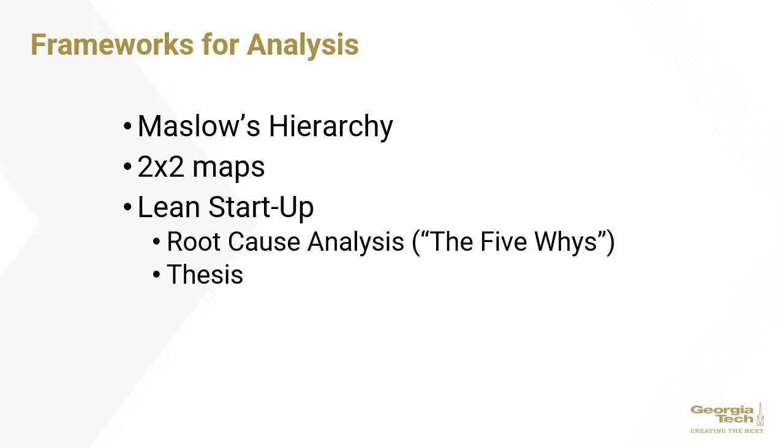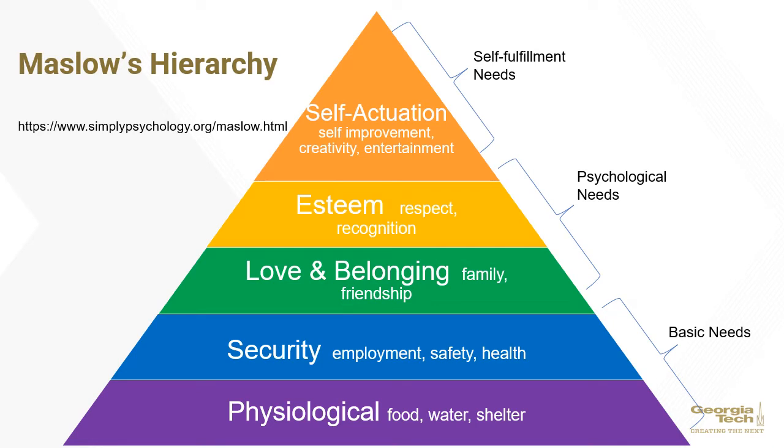There are some frameworks that we can use for analysis. These are some that we're going to go through. Let's start out with Maslow's hierarchy. This is a pyramid of human needs. At the bottom of the pyramid are the basic needs, starting out with food, water, shelter, and then employment and safety. Then going up in levels of abstraction, you get into psychological needs, love and belonging, esteem, respect that you get from people, recognition. And the top level is really the self-fulfillment needs, creativity, entertainment, self-improvement.